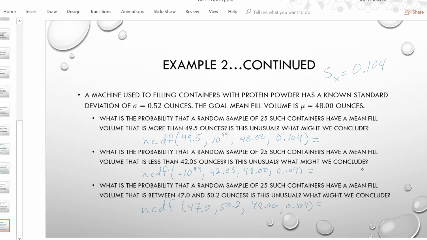And if it was something that's not unusual, then the machine's working good, right? So if it's a probability of greater than 5%, or greater than 0.05, that means the machine is working as intended. All right, so hopefully that got us caught up on all these notes.